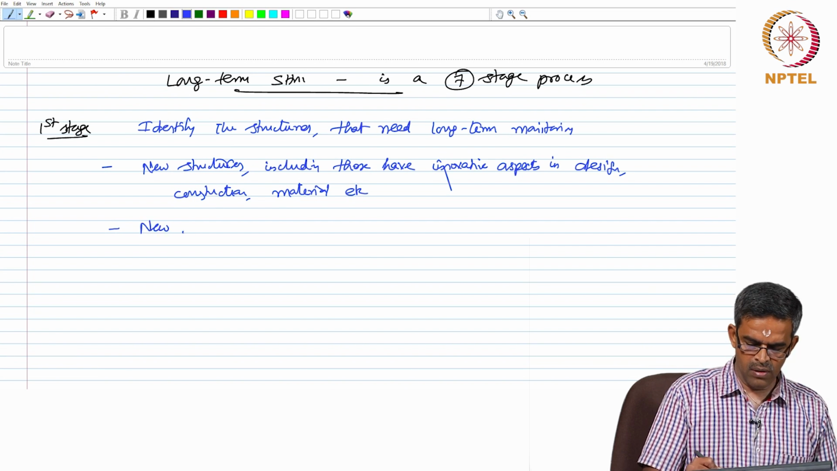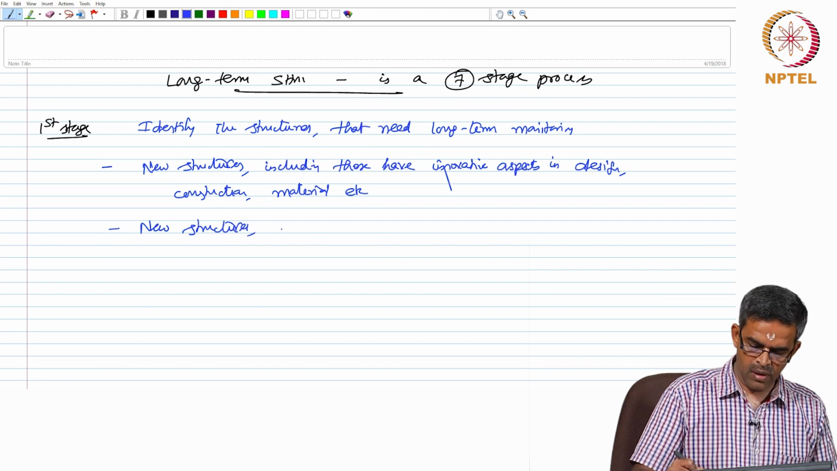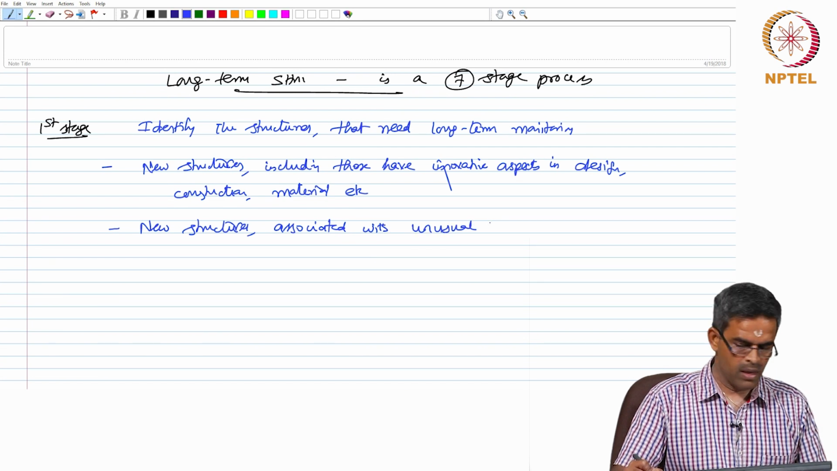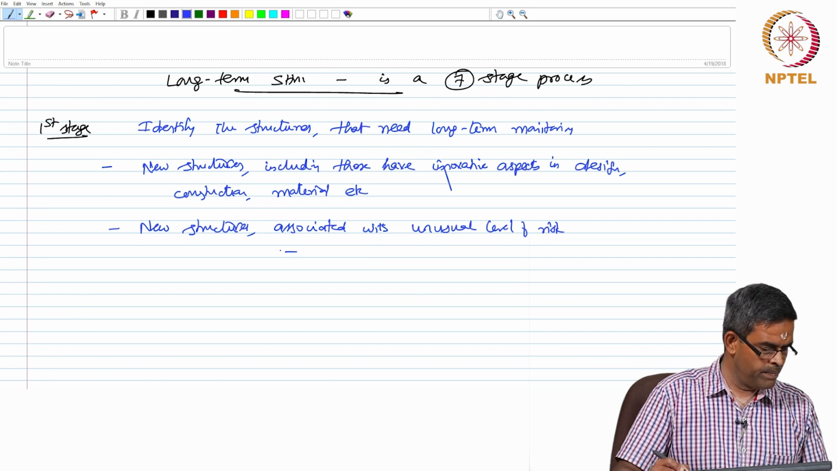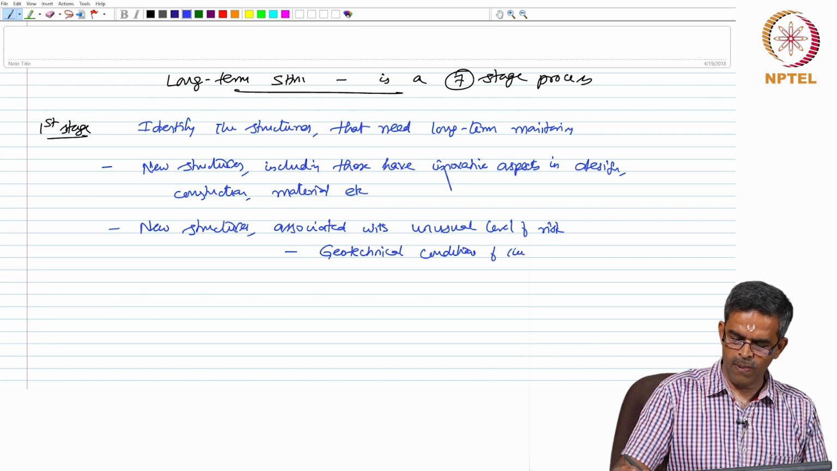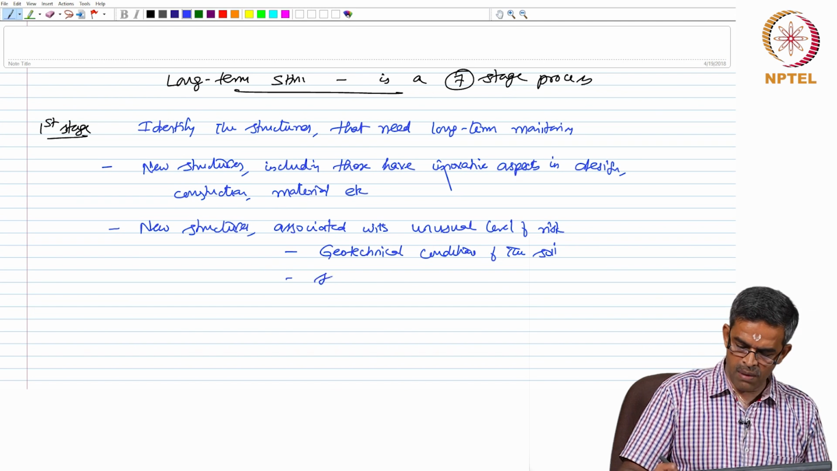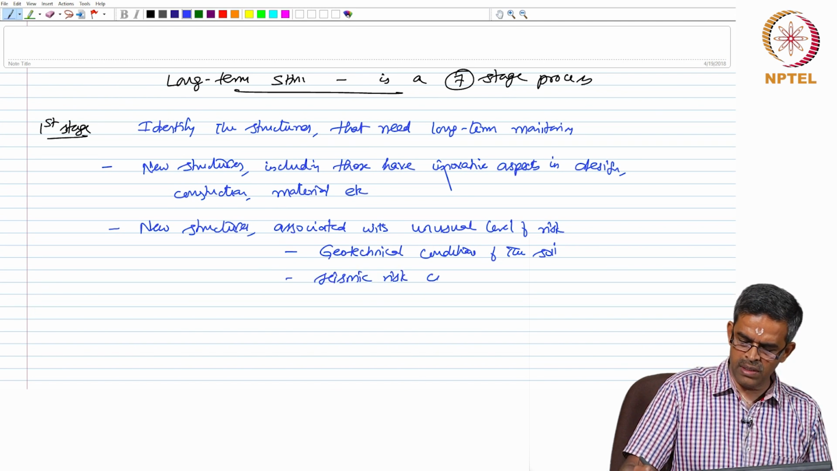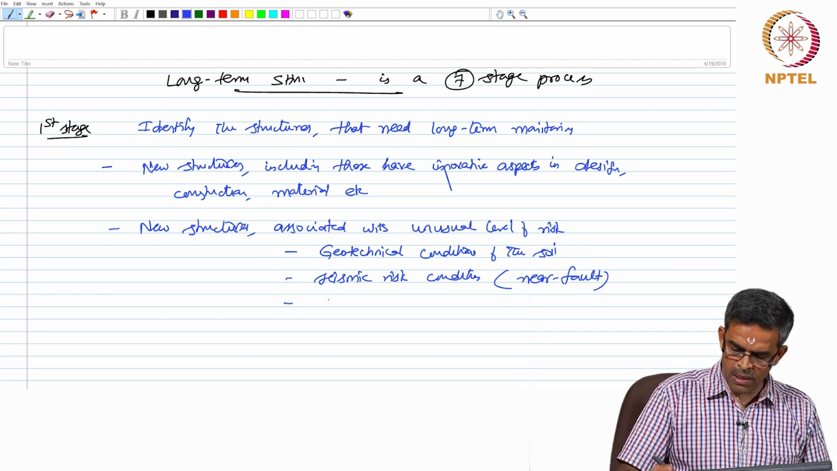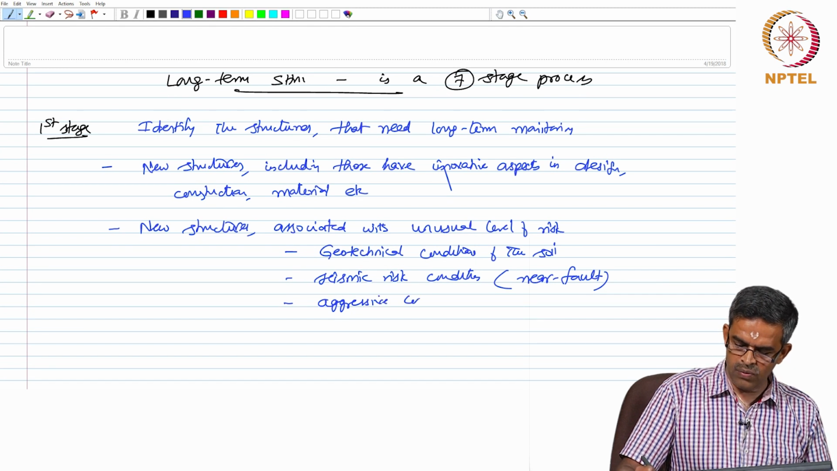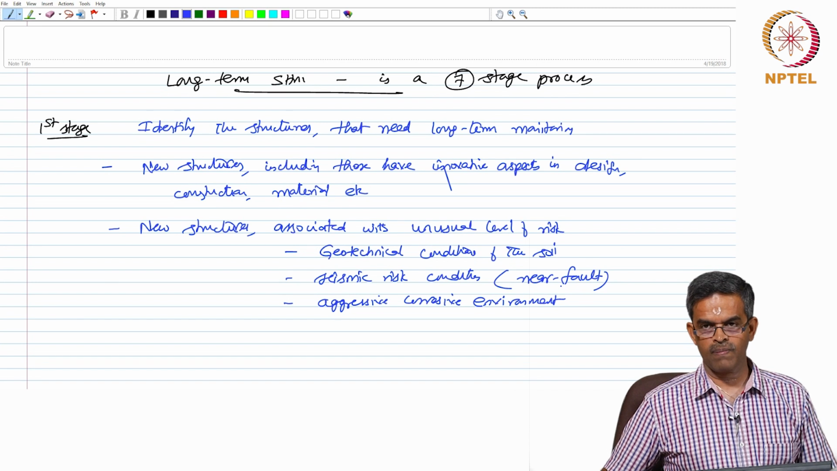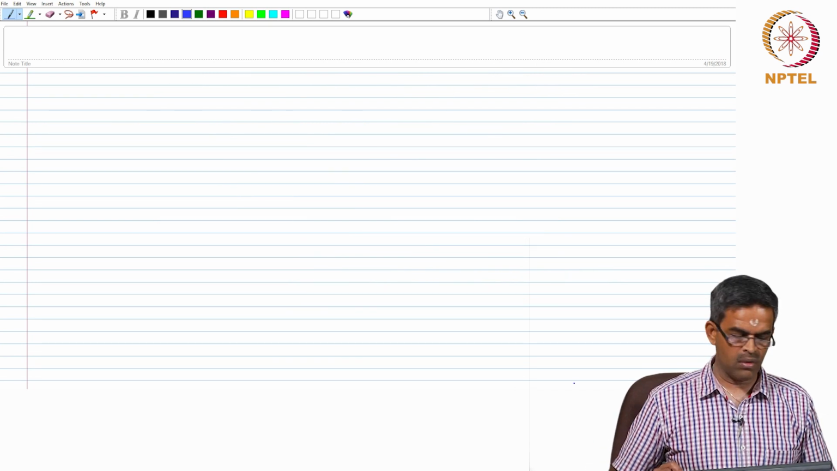Second could be new structures associated with unusual level of risk. Examples could be they have special geotechnical conditions of the soil where they are constructed. They may be located in seismic risk conditions, for example, there can be an active fault nearby. It can be an aggressive, corrosive environment. So, when structures are located under unusual level of risk, then one can go for long term monitoring.